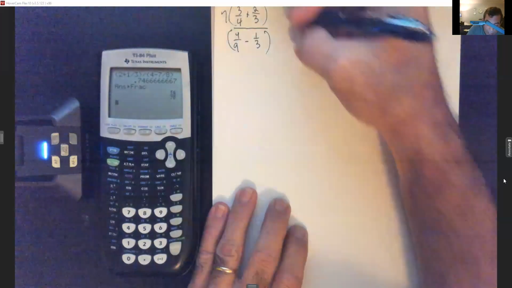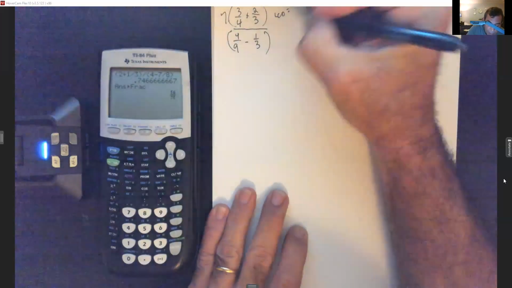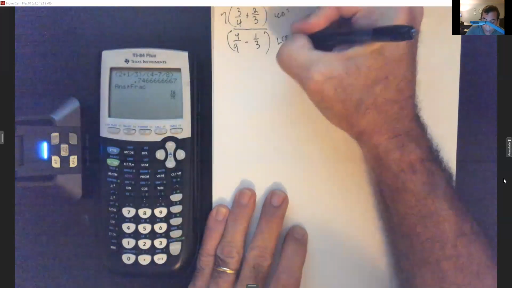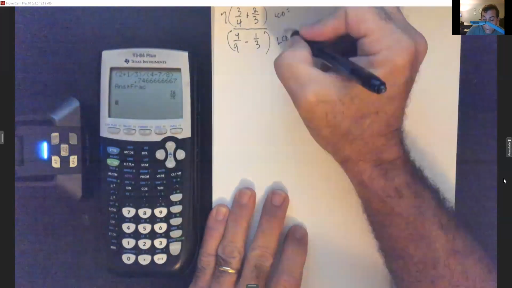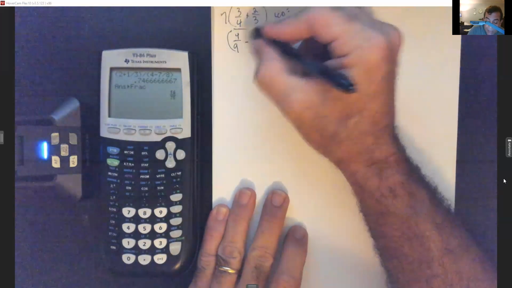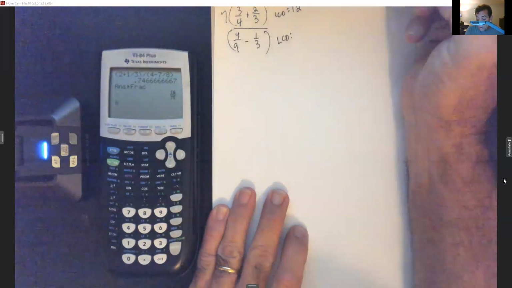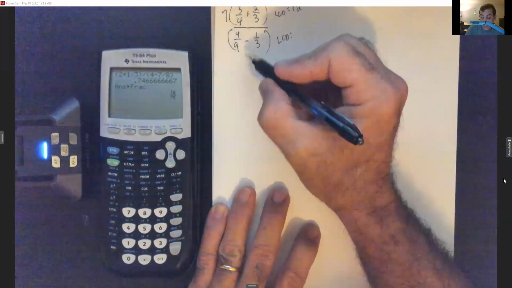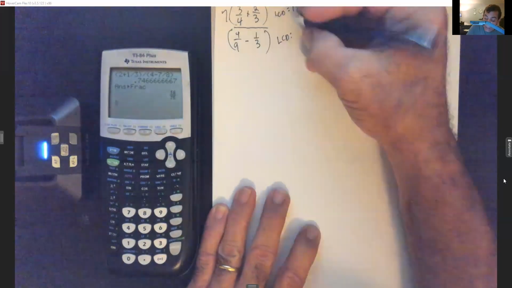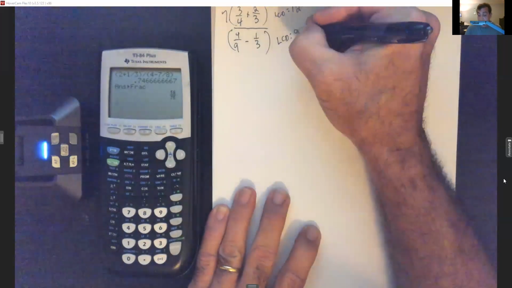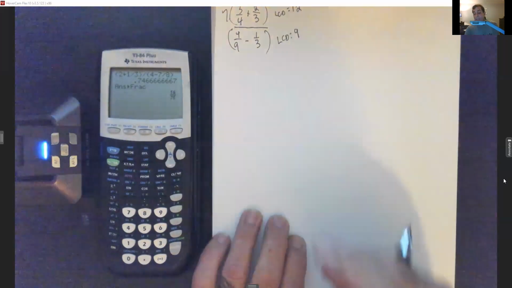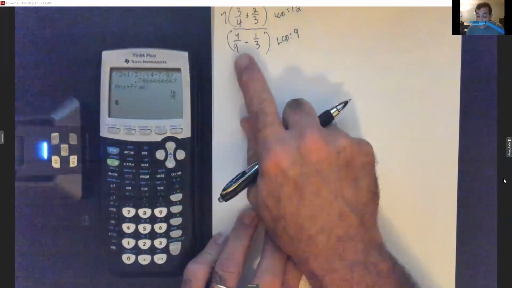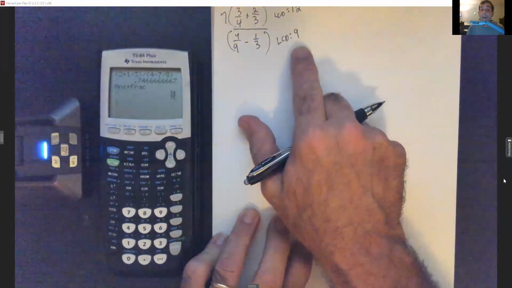So let me do mine by hand. I'm going to find the least common denominator on top and bottom. On top, 4 and 3, the smallest number they both go into is 12. And then on the bottom, you've got a 9 and 3. That least common denominator will be the 9, since 3 is a factor of 9, so 9 automatically becomes the common denominator.